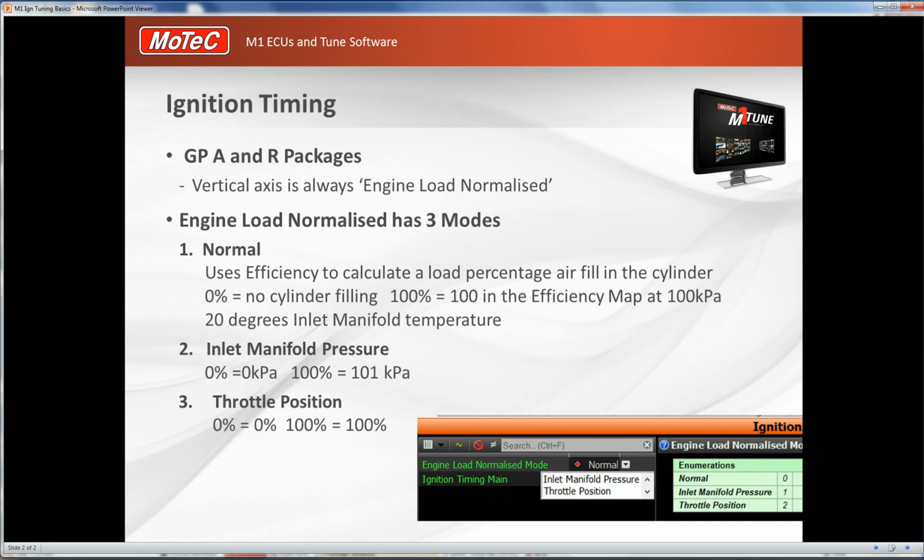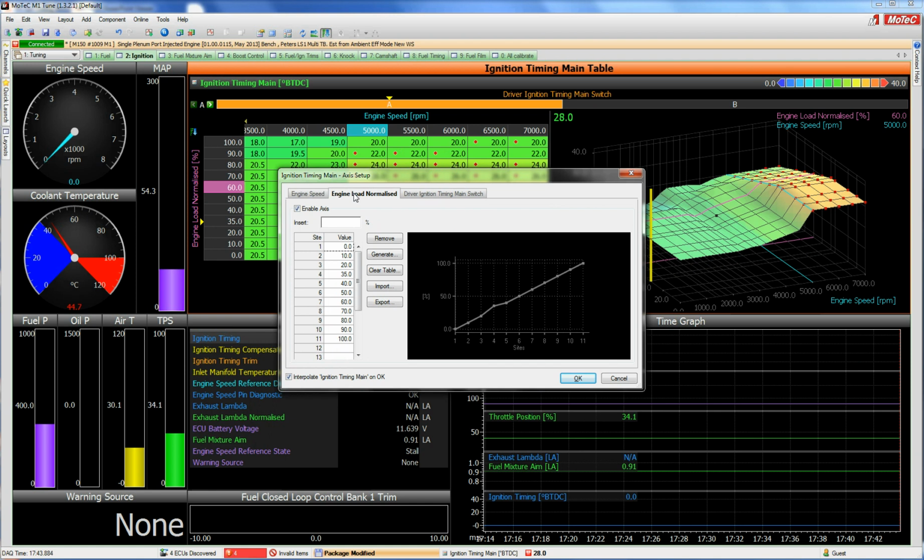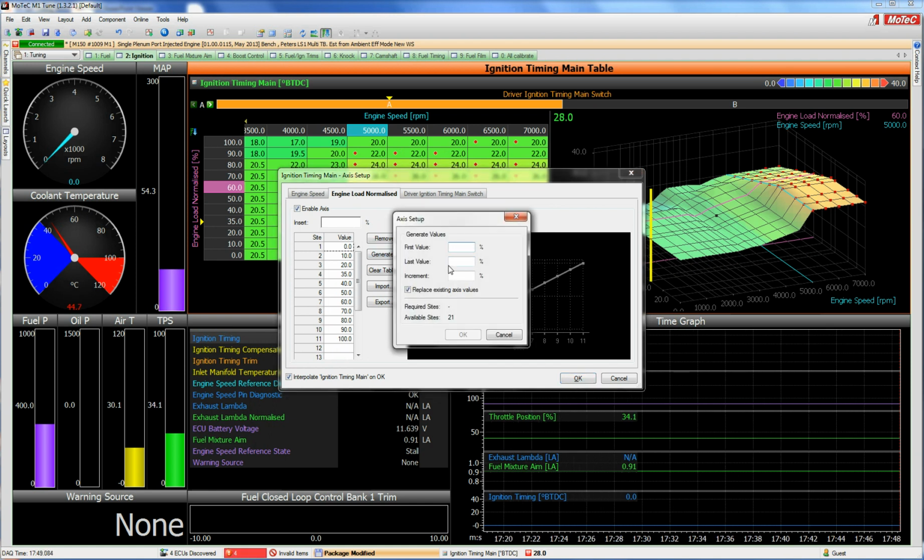So if we go back onto tune, if you were to convert this to a turbo engine, this is currently a naturally aspirated engine, you would need to go to A for axis and engine load normalized, maybe generate a new table. It's nice and simple to do. 0, maybe this thing's only going to run to around 220 kPa total, so we'll go 240 in increments of 20 kPa. Currently that's 13 sites required out of 21.